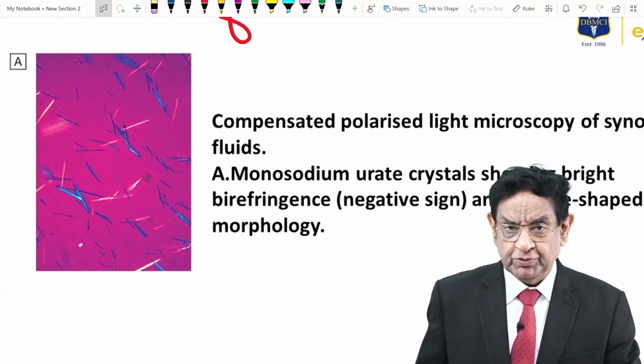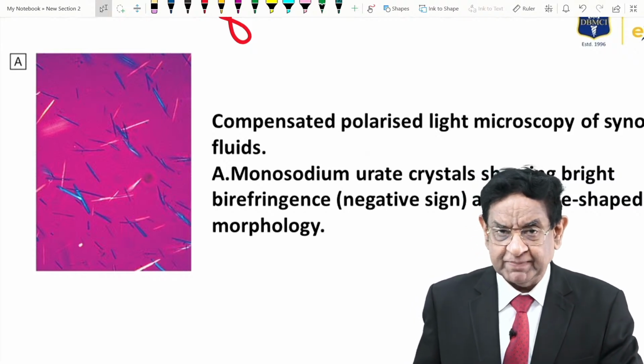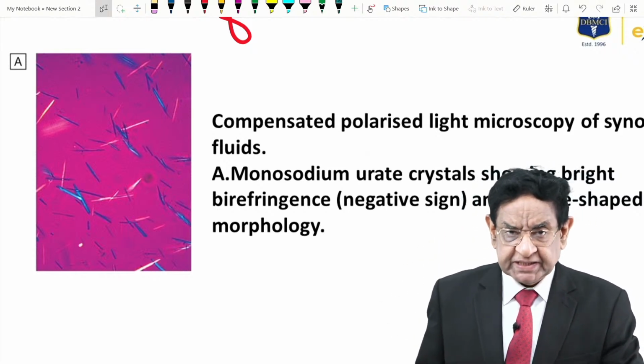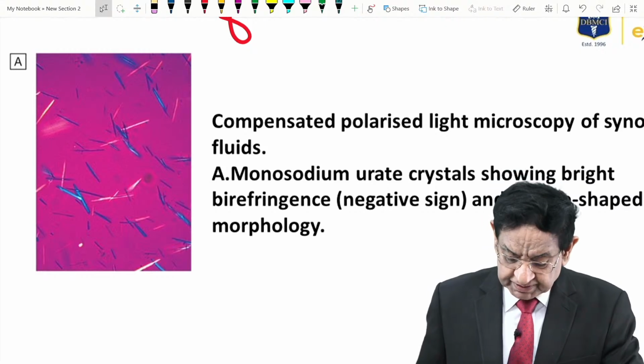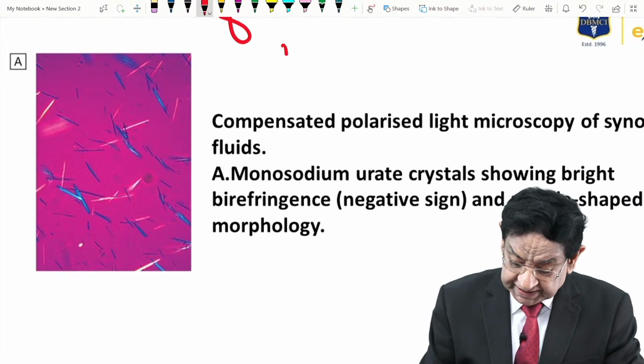In fact, I have told you in the very beginning, all the questions that I have taken are from previous FMG exams. So you are actually getting the taste of the FMG exam. So we are getting these needle-shaped crystals, needle-like needles.